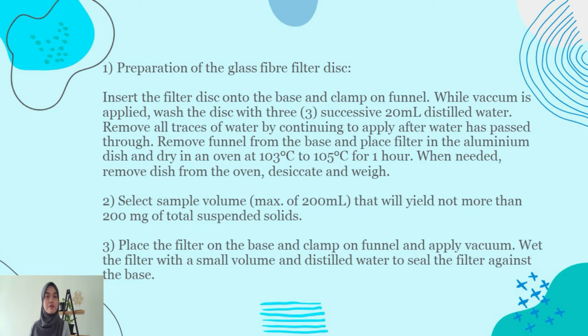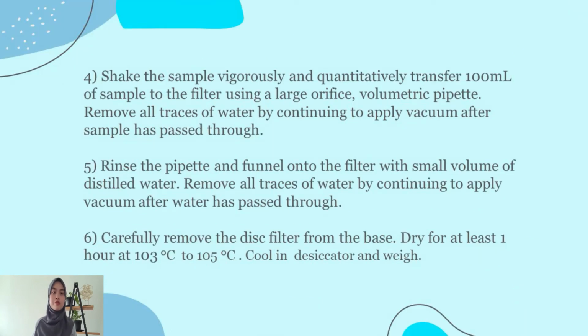Again, select the sample volume, maximum 200 ml, that will yield not more than 200 mg of total suspended solids. Third, place the filter on the base, clamp on the funnel and apply the vacuum, wetting the filter with a small volume of distilled water to seal the filter against the funnel. Shake the sample vigorously and continuously. Transfer 100 ml of sample to the filter. Use a large orifice volumetric pipette. Remove all traces of the water by continuing to apply vacuum after the sample has passed through.